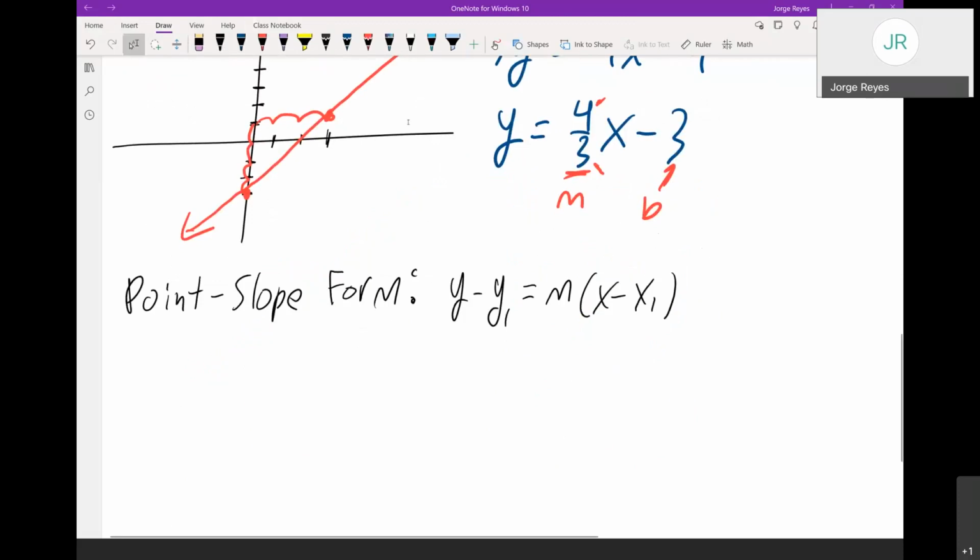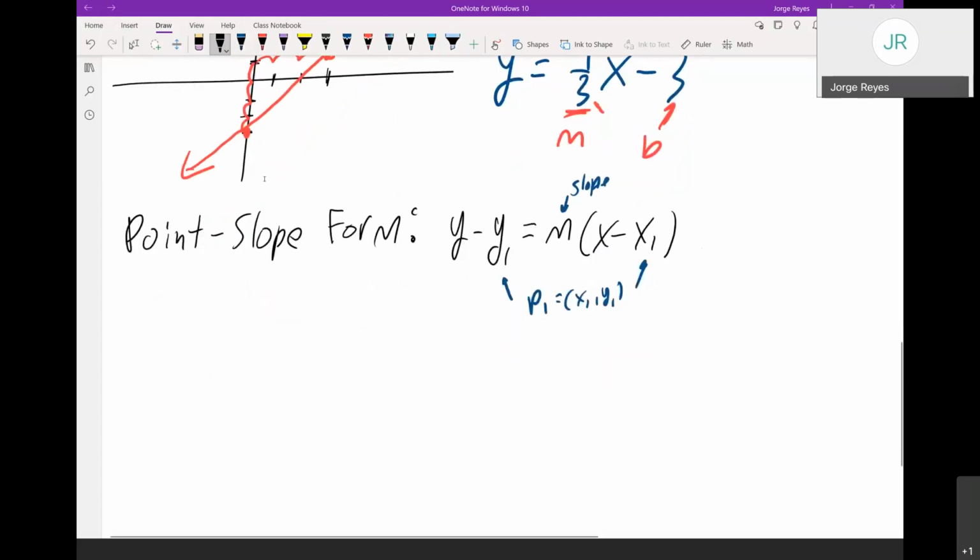So this is called point slope form for a reason. One, because we see that the slope is here. But instead of b, the y-intercept, we have this thing. Okay? We have a point, (x1, y1). All right, so this is useful because it helps you answer questions fast.